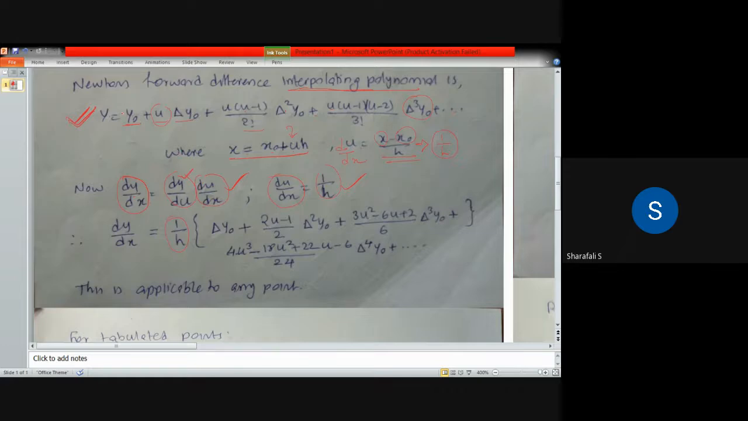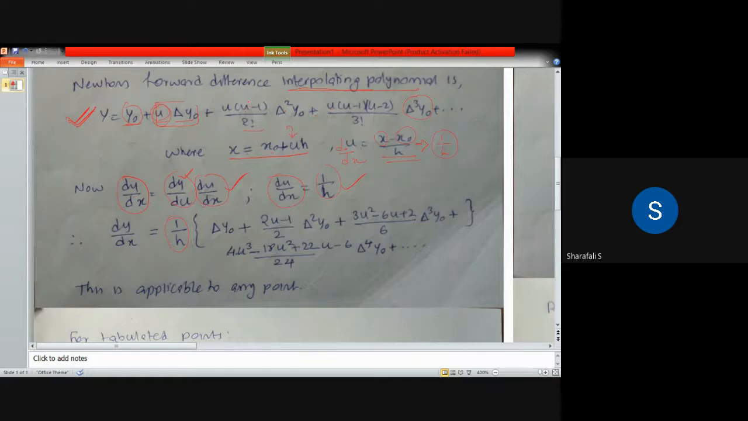Okay, so the first term, this y0, will become 0 because it's a constant. So it is independent of u, so that will become 0. In the second term, this u will become 1, and only delta y0 will exist. That's what we have written here.